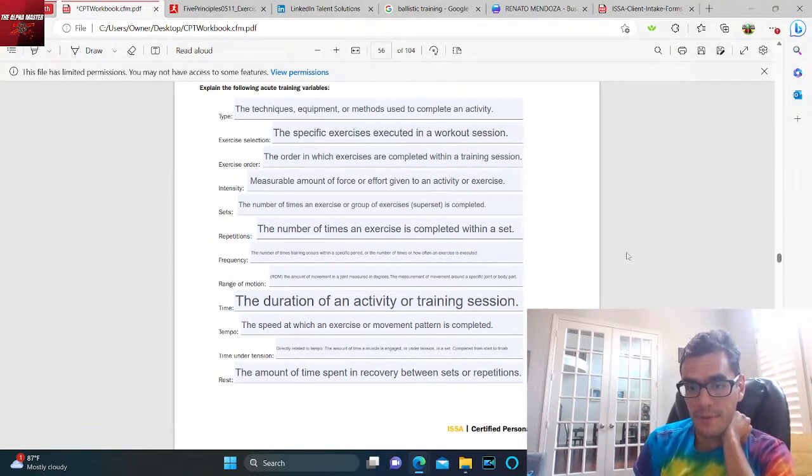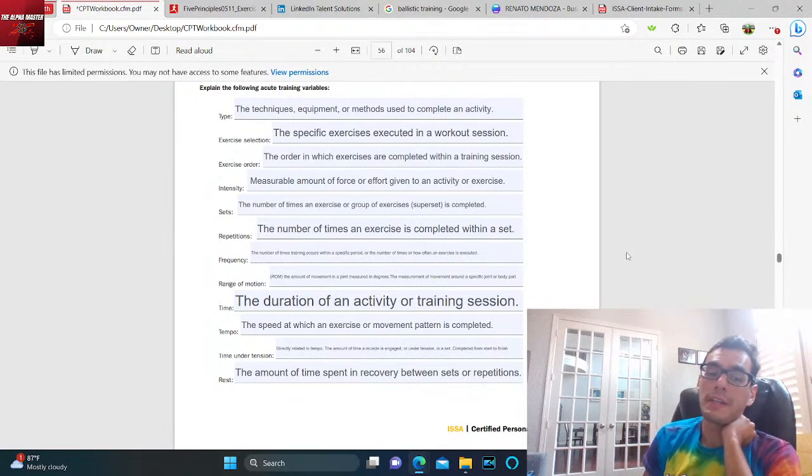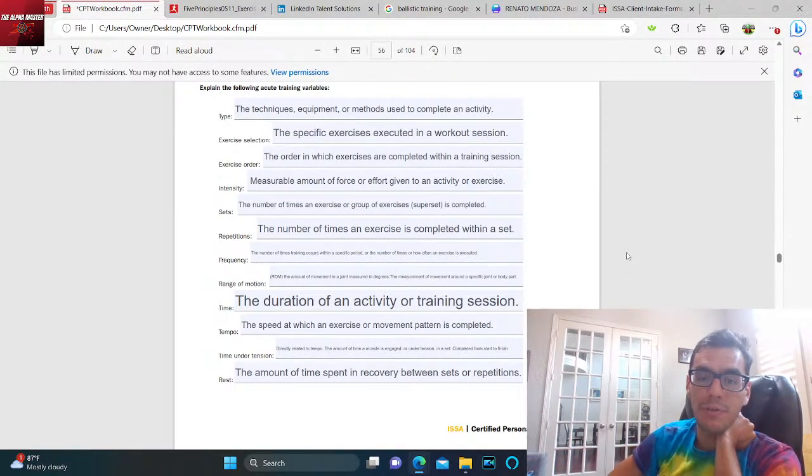Now, the frequency is the number of times training occurs within a specific period, the number of times how often the exercise is executed. The frequency, how many times you do an exercise, the number of times the training occurs within a specific period, or how often an exercise is executed.